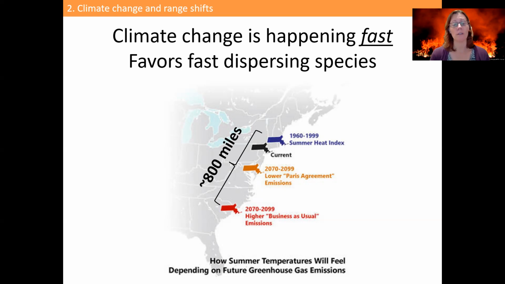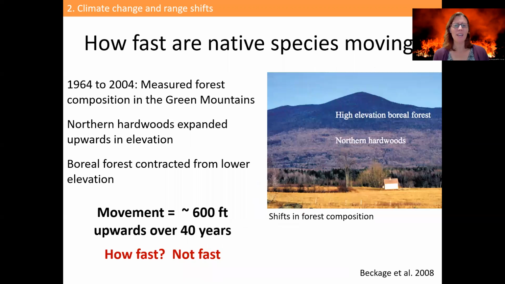And so if you are a species that is living, let's say, in South Carolina, and you need to get to the climate where it's going to be in 100 or 80 years at this point, that means you need to move from South Carolina to Massachusetts, which is really far away, especially if you're a plant or an insect, small things that can't move very well. So that begs the question of, well, how fast are native species moving?